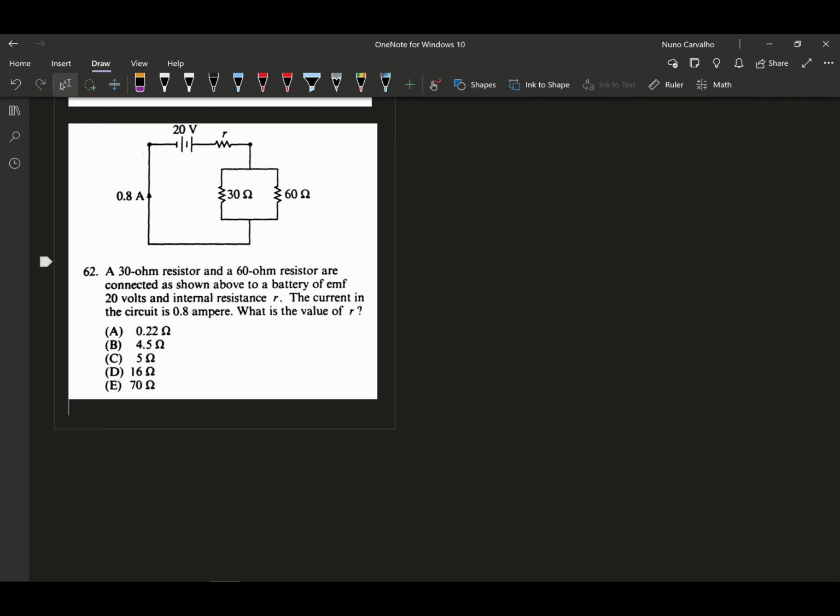Well, what we want to do here, since there's only one battery, is simplify this into just a single circuit with no parallel components, because that makes it a little bit more difficult to work out currents and resistances.